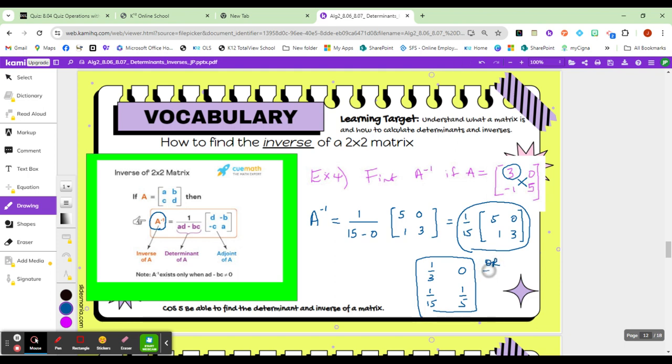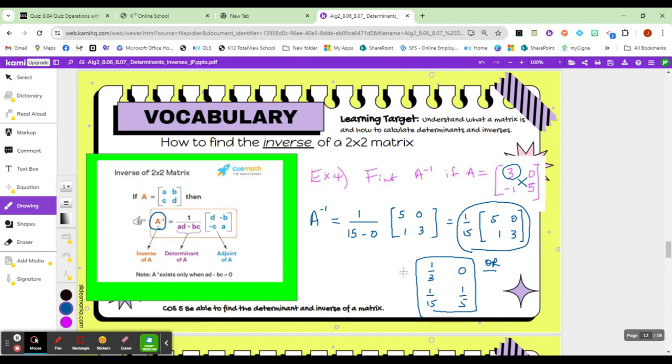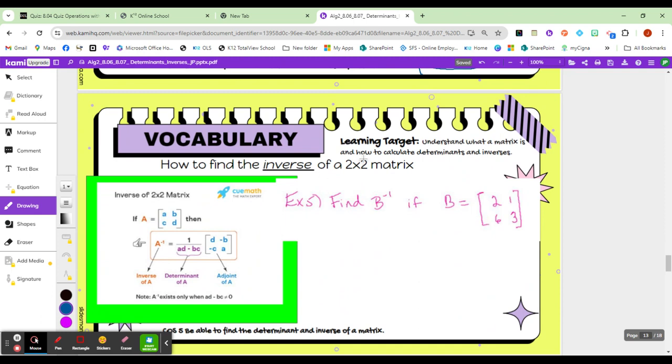So I would just kind of go with how the OHS has presented it, or if it's a multiple choice problem, look at those answers. I don't think you'll see both of these answers. I think you'll see one or the other. So this is finding the inverse of a 2 by 2. Let's do another one. So we're finding the inverse of matrix B.